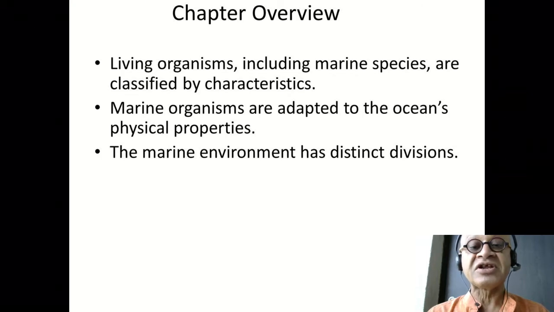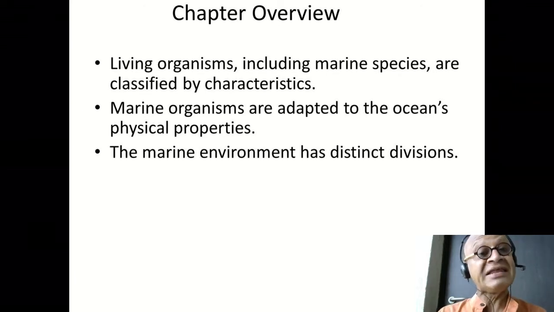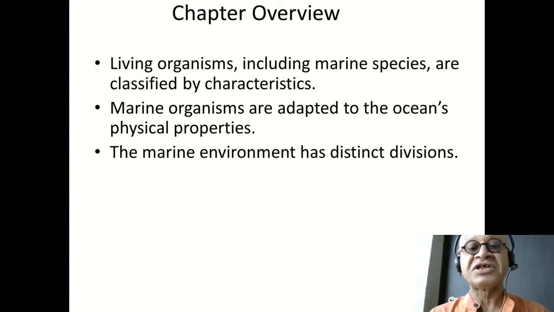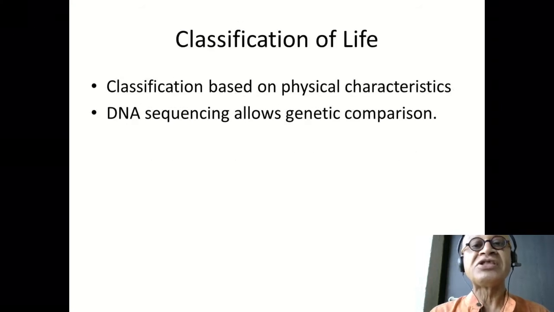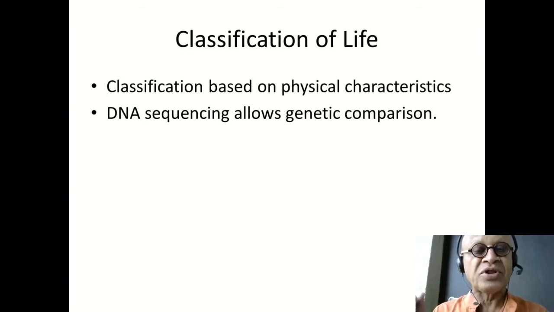Marine organisms are obviously adapted to the ocean's properties, the main thing being temperature and salinity, but also pressure, because as you go deeper and deeper into the ocean, more and more water is on top of you, so you're going to have an increasing pressure. And marine environment has distinct features. If you go along the bottom, away from the coast, in the open ocean from top to bottom, and so on and so forth, correct?